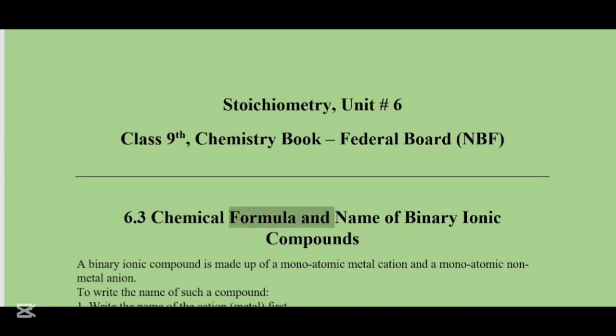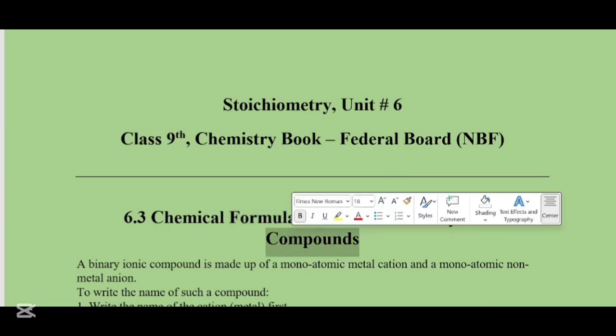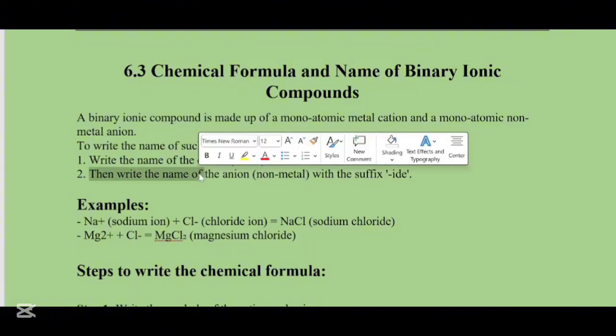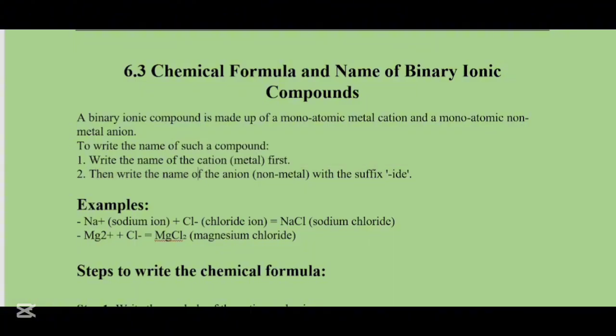Chemical formula and the name of binary ionic compounds. As you can see, a binary ionic compound is made up of monoatomic metal cations and monoatomic non-metal anions. To write the name of such a compound, you need to write the name of the cation first, which is the metal, and then you write the name of the anion, which is the non-metal, with the suffix -ide.